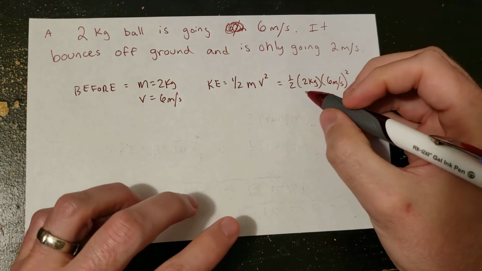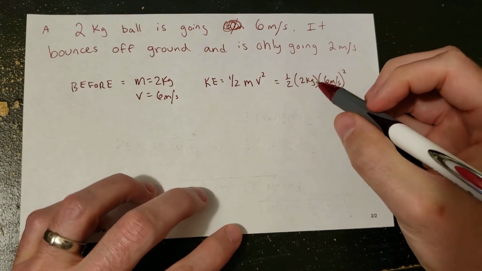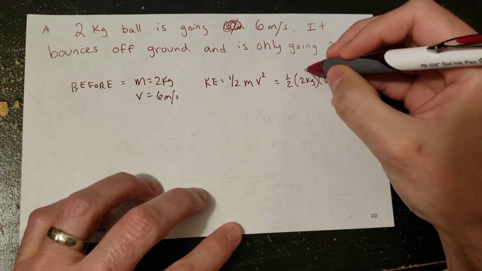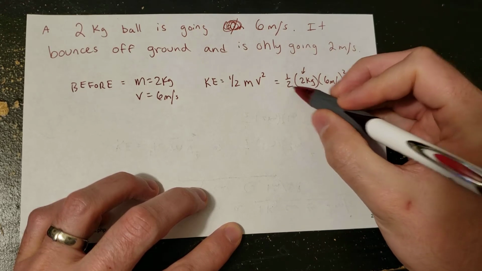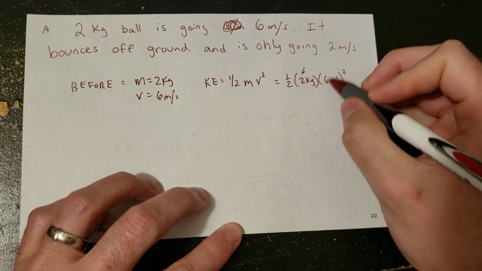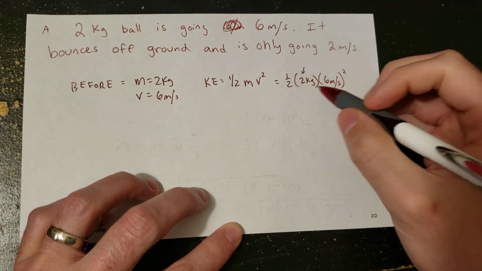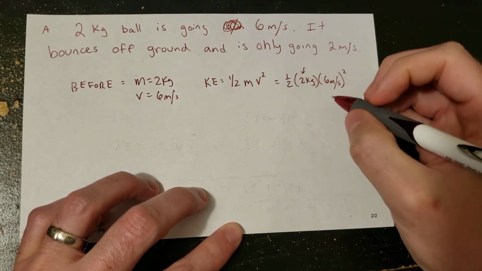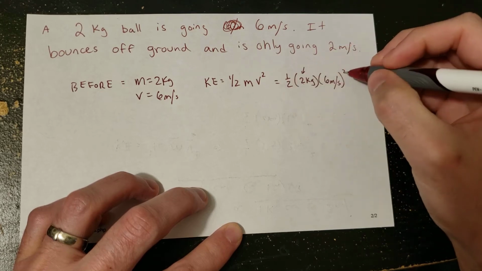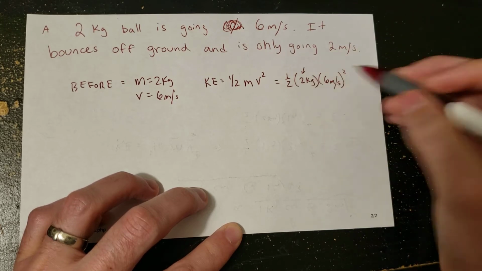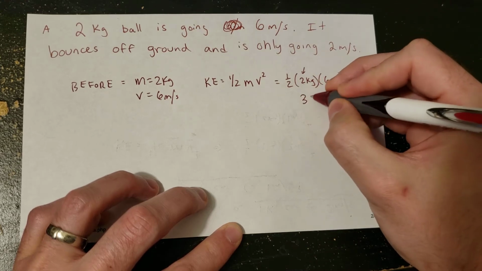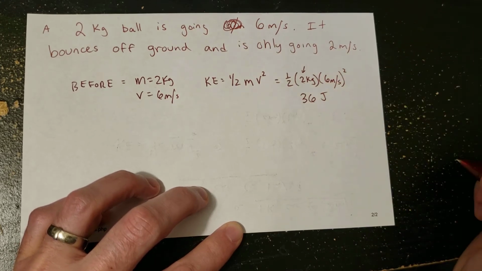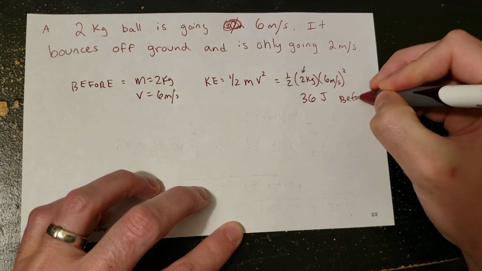Now you'll notice this is not a coincidence. Physics teachers love when they're doing kinetic energy to make the mass 2 kilograms and play around with the velocity, because what you'll notice is that 2 times 1/2 is 1, and so it really just means you're looking at the velocity squared. It's a little trick that we do just to make your lives a little easier when you're calculating. So anyway, 1/2 times 2 is 1, so we're really just multiplying 6 times 6, which would be 36 joules, and that is our before the bounce.